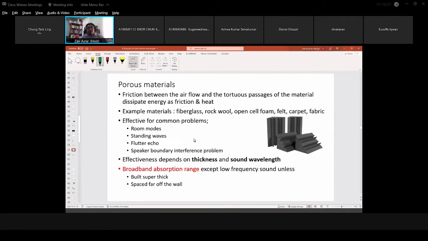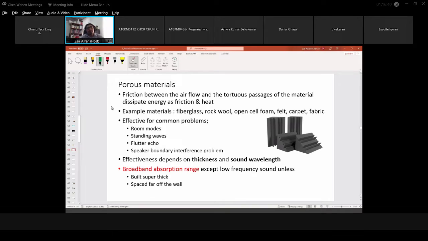So the easiest example for porous material would be sponge or foam. It can be also in the form of fiberglass, rock wool, okay, felt, carpet, fabric, curtain, okay, or even seat. Okay, so these are materials that are porous to the sound. Okay, so when the sound goes into this material, there will be a friction between the air motion and the material itself. So this friction will dissipate energy in the form of heat.